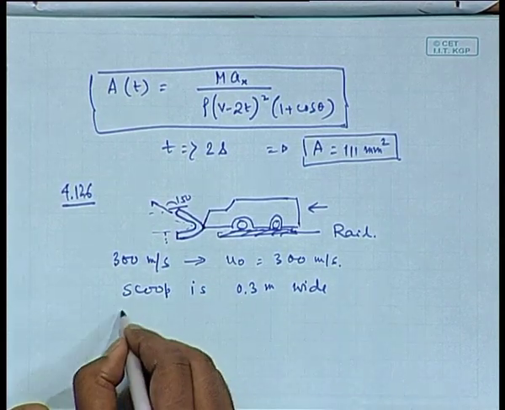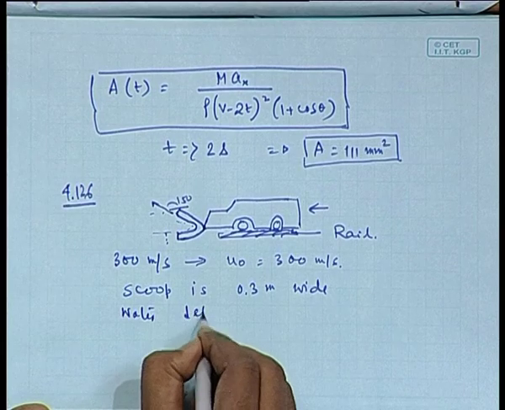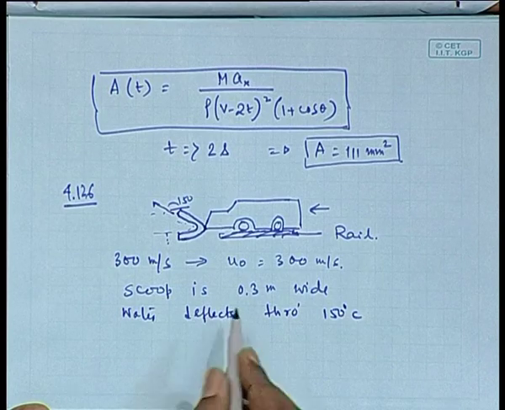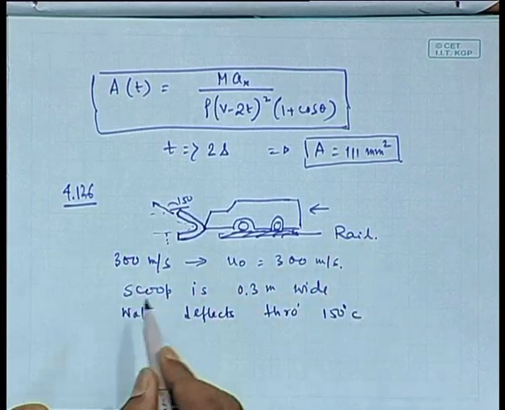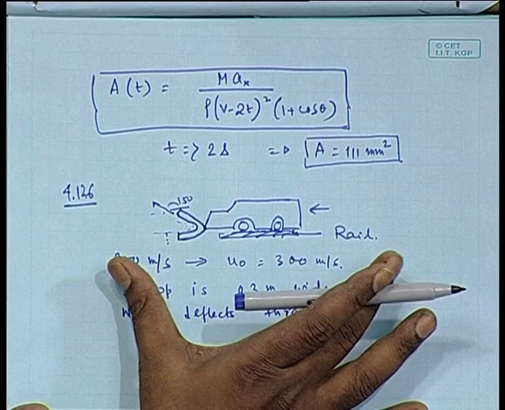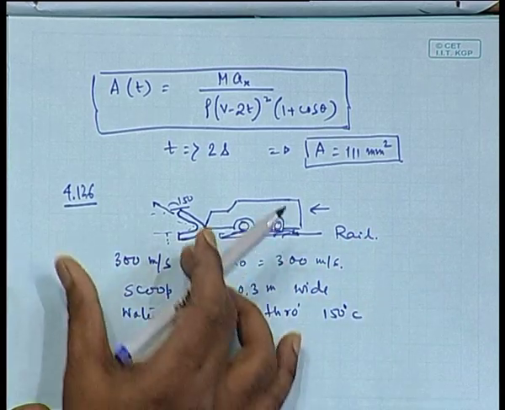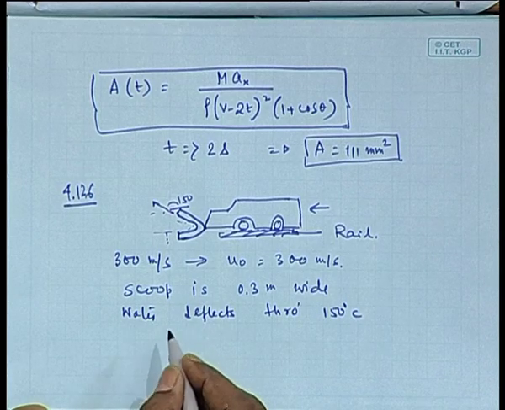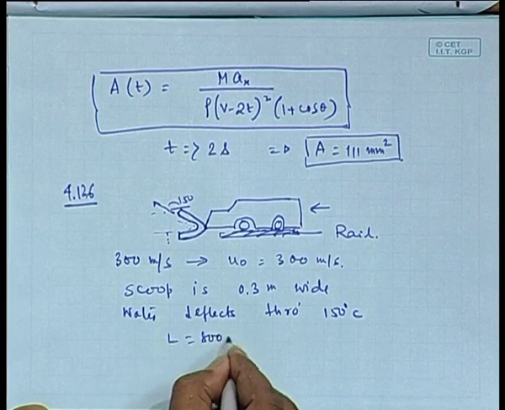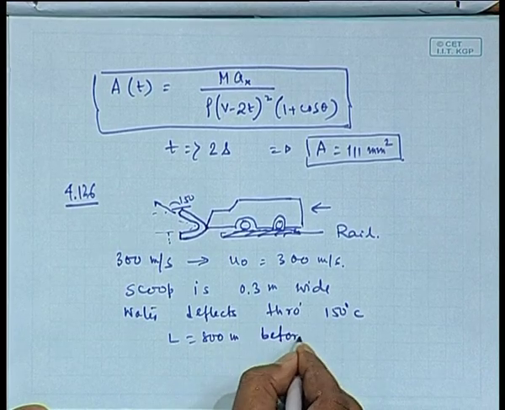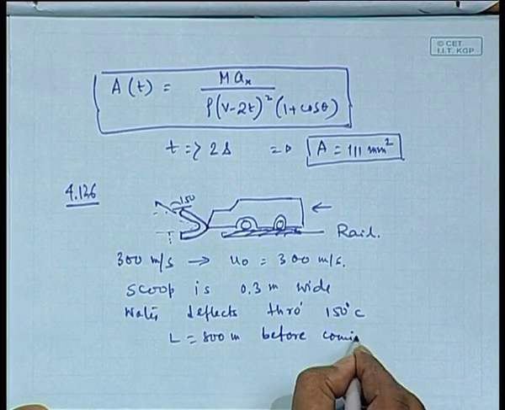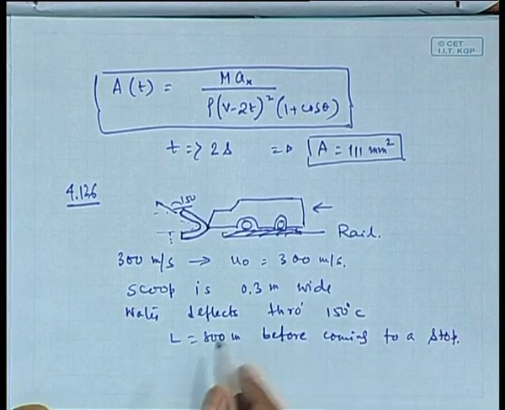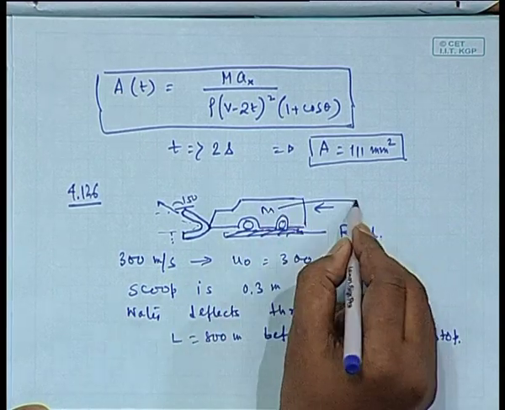The scoop is 0.3 meter wide, and the water deflects through 150 degrees. Now, the trough is 800 meter long, so the sled has to be stopped by covering a distance of 800 meter, because that is the trough available in the front before coming to a halt. The mass of this whole assembly is 8000 kg.